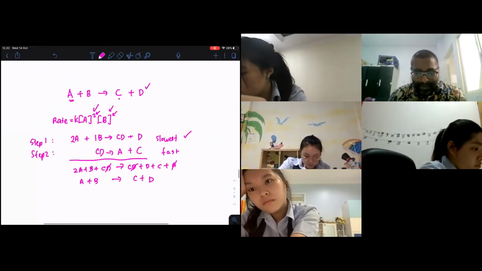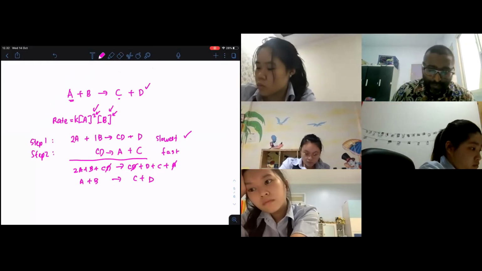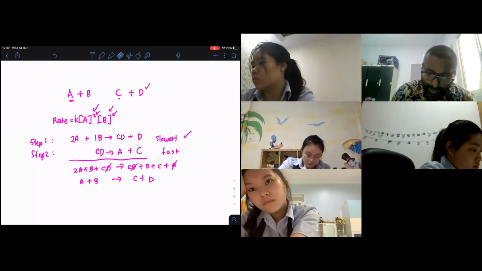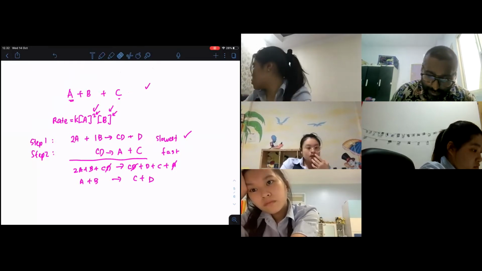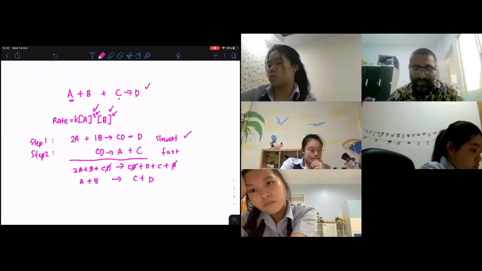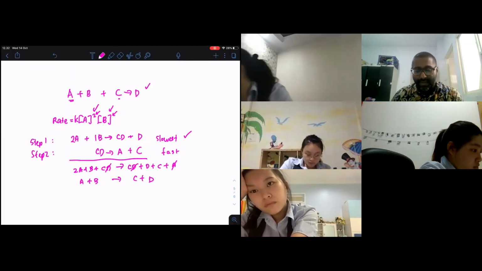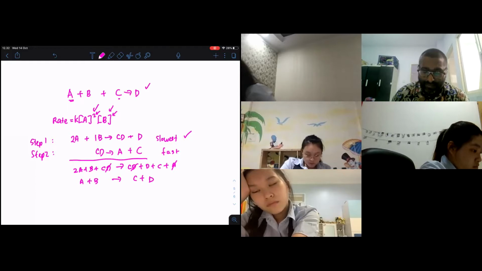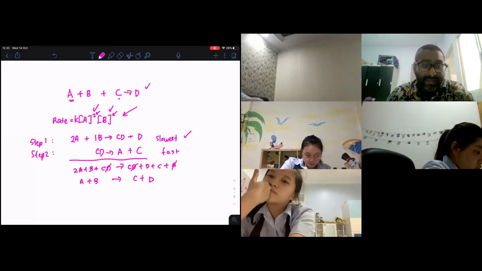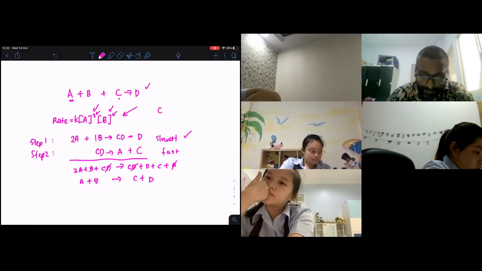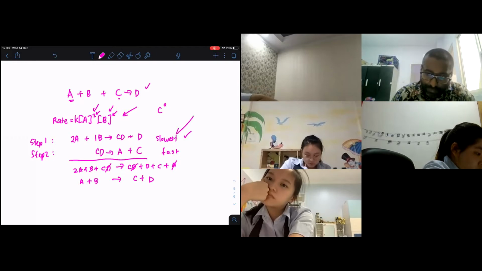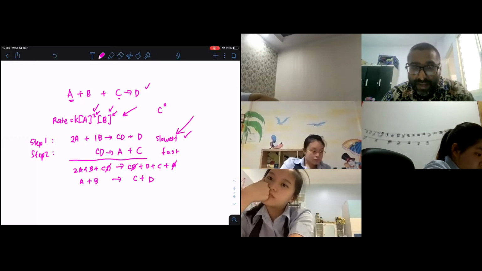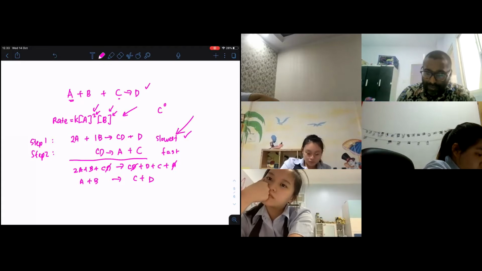Now, after that, Lavi asked me, sir, how if you have something like this, if you have plus C, and then the arrow is actually showing to form D, A plus B plus C to form D, but inside the rate equation, you don't have C. It means C is 0 order. It means that whenever you write the equation, you must make sure C does not come in your slower step. That is very important. C should not be in your slower step.